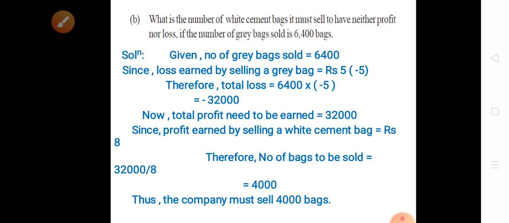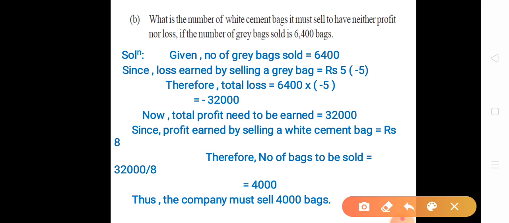Next, we have another part of the same question. What is the number of white cement bags it must sell to have neither profit nor loss if the number of grey bags sold is 6400 bags? Now again, write whatever is given to you. Number of grey bags sold is 6400. Now from the previous part of the question, the loss on selling a grey bag is 5, or say minus 5. Therefore, after selling this number of bags, the total loss we are getting is minus 32,000.